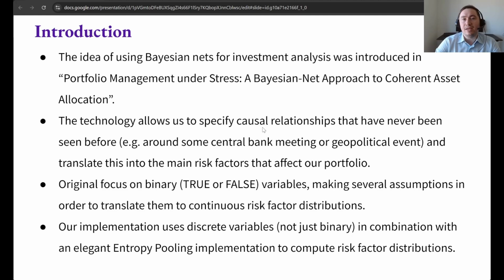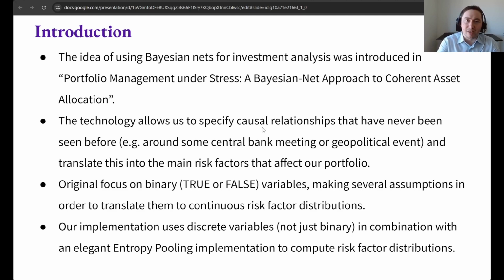So the idea for using Bayesian nets for causal and predictive market views and stress testing is something that is introduced in the Portfolio Management Under Stress book. But compared to this book, the way that we implement it here, it's for fully general Monte Carlo simulations, and it's for fully general discrete Bayesian networks. So basically we improve on some of the fundamental issues with this suggestion.